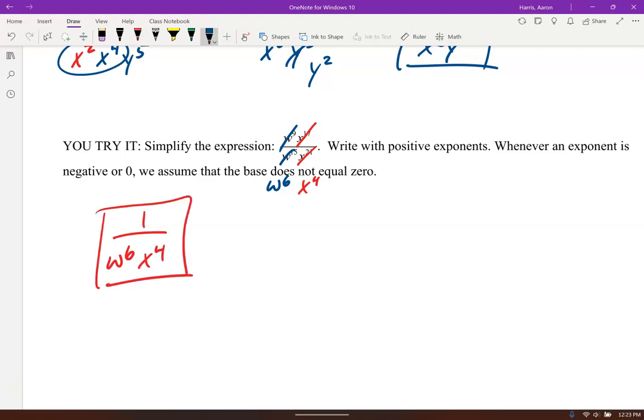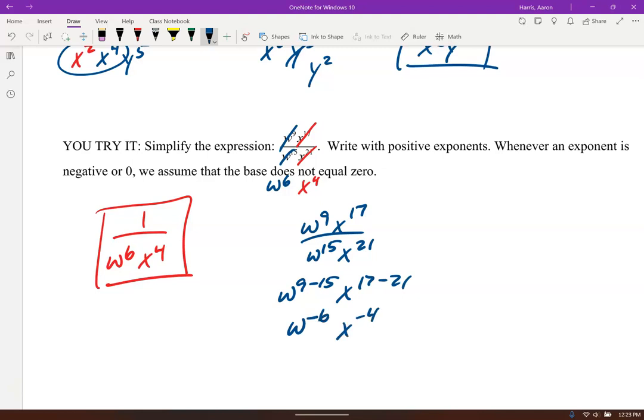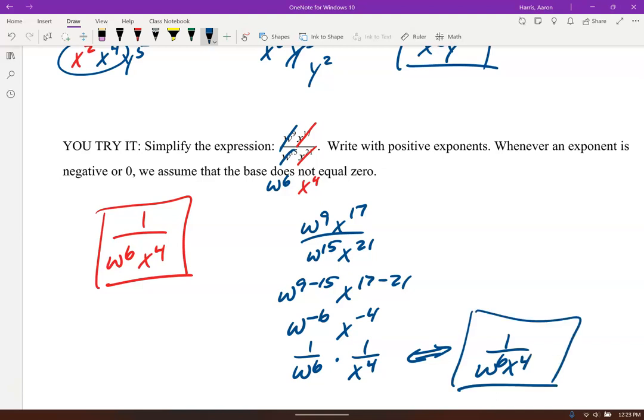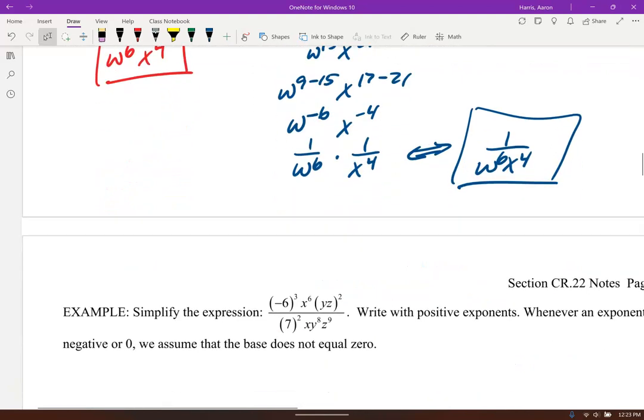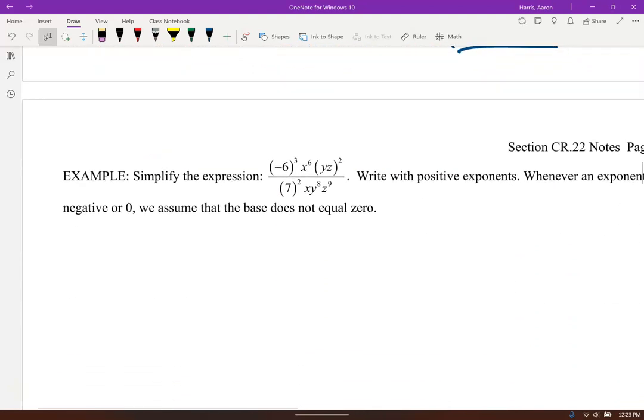All right, another way you could do that is w to the 9 minus 15, x to the 17 minus 21. That's w to the negative 6, x to the negative 4. Well, that's 1 over w to the 6th, that's 1 over x to the 4th, which is what we had earlier, right? So as long as you're using the properties correctly, you'll be okay on these. All right, let's keep going with this one here. Notice we have negative 6 to the third, which gives us negative 216.